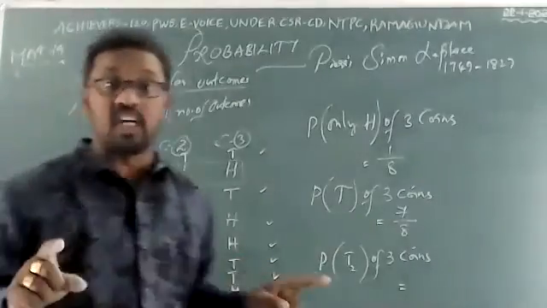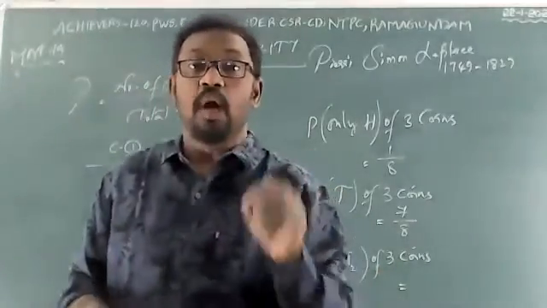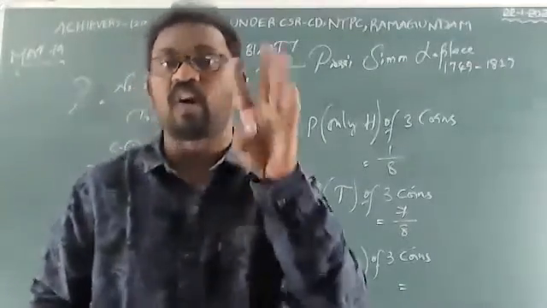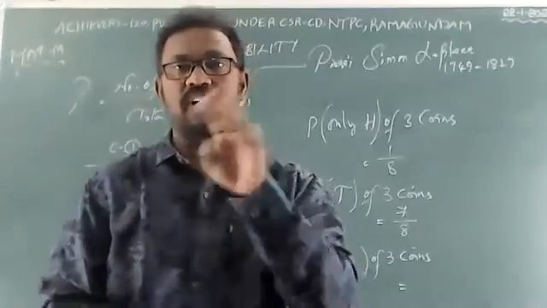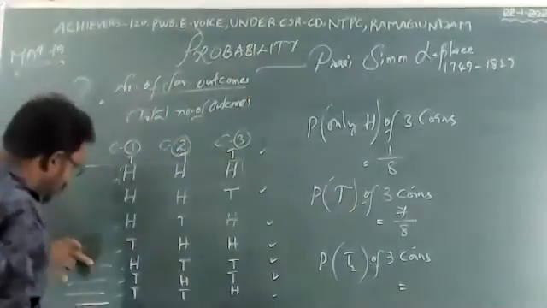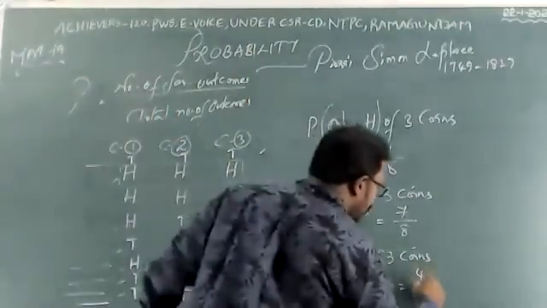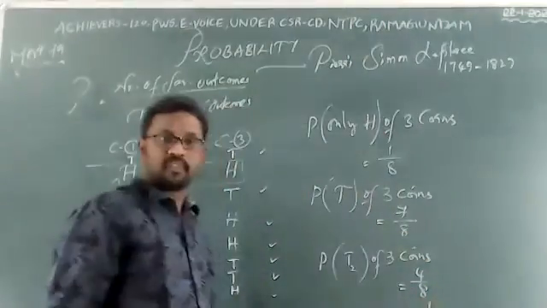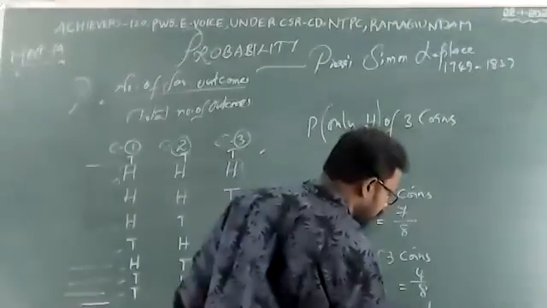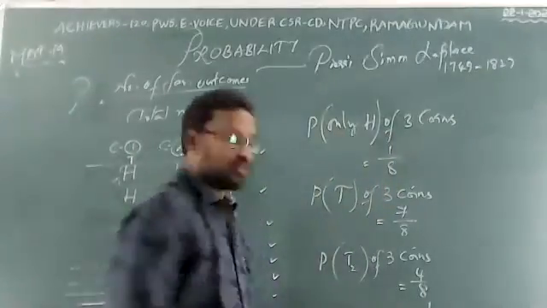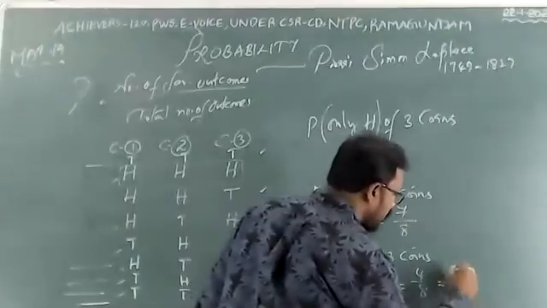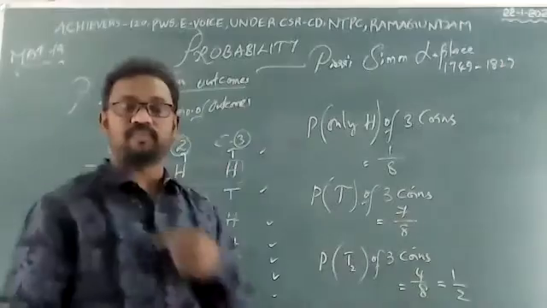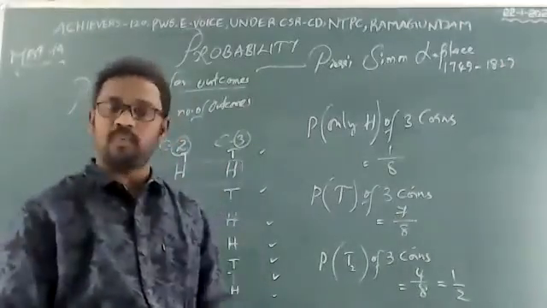He did not mention anything. He mentioned only probability of getting 2 tails of 3 coins. 2 tails of 3 coins. That is 1, 2, 3, 4. 4 by total how many? 8. Nothing but 4 ones are 4 twos are. 1 by 2. 1 by 2.